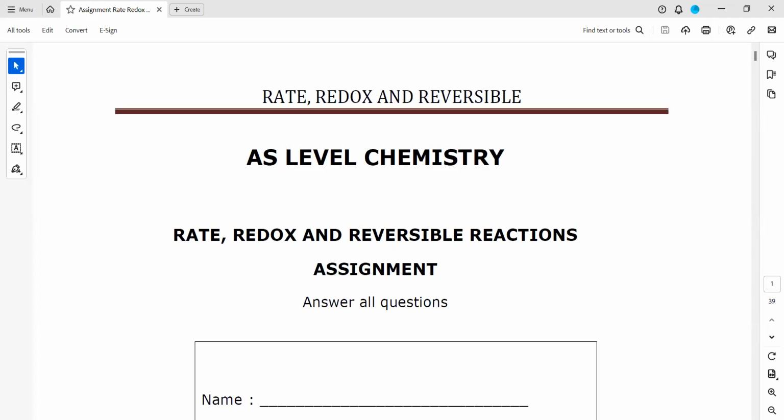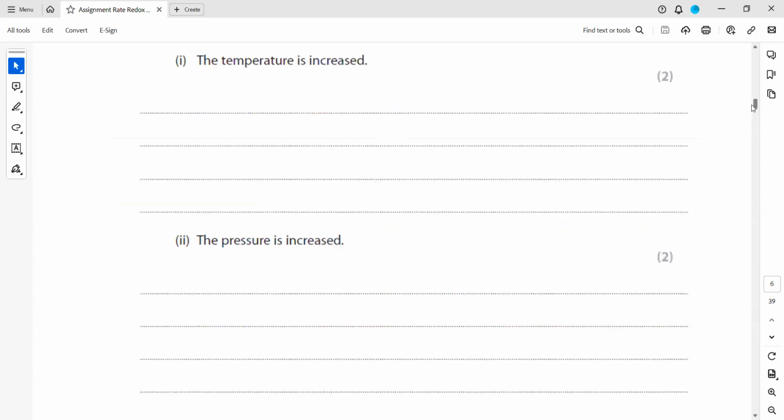So this assignment is related to rate, redox, and reversible reactions. You will find this topic's MCQs in Unit 2 as well as the structure questions. The first 18 I have already solved, so we'll start with question 19.